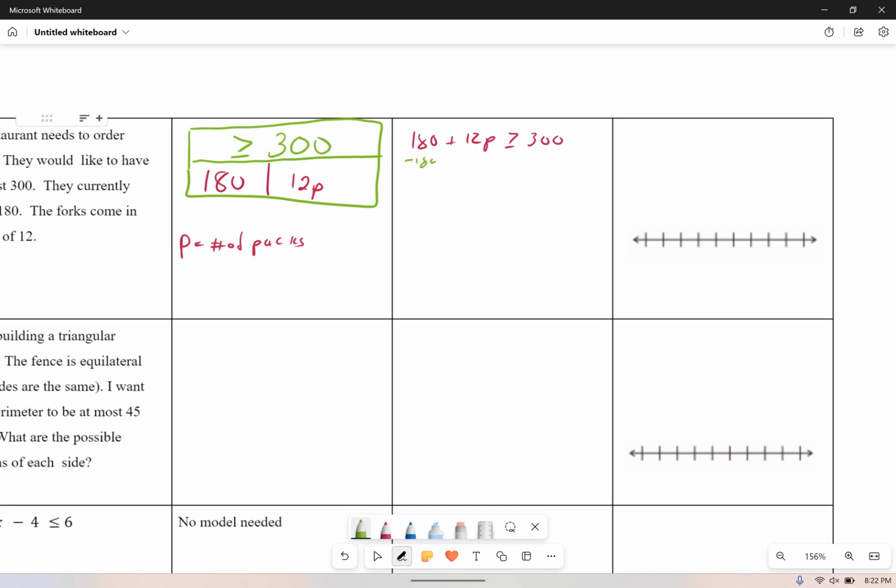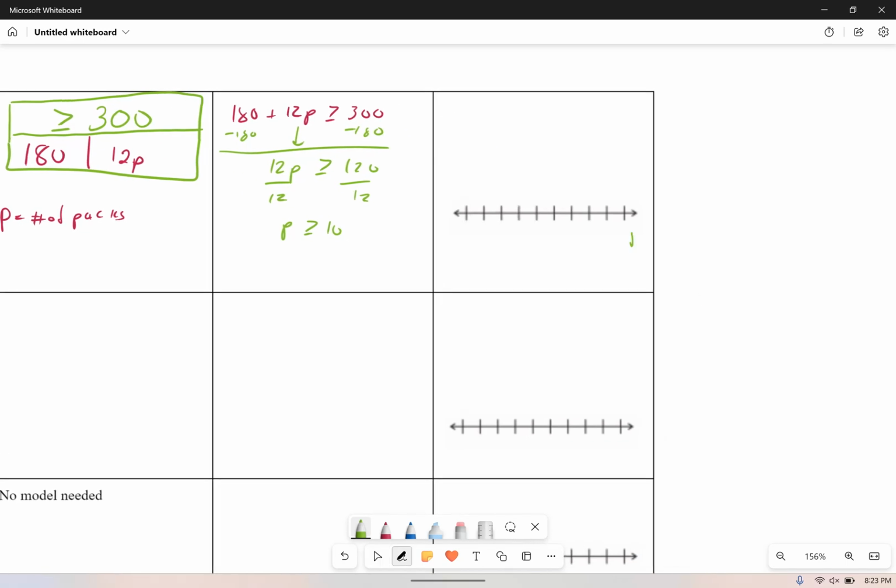I'm going to subtract how many forks I already have to figure out how many I actually need. So the forks I'm going to be buying in the packs has to be greater than or equal to 120. Now, once again, this is different from the one that you did on your paper, because this one works well. We get the number of packs has to be greater than or equal to 10. That kind of makes sense, because we need to have at least 300 forks. So I could buy 10 packs or more.